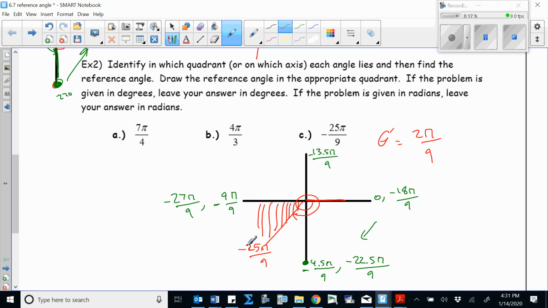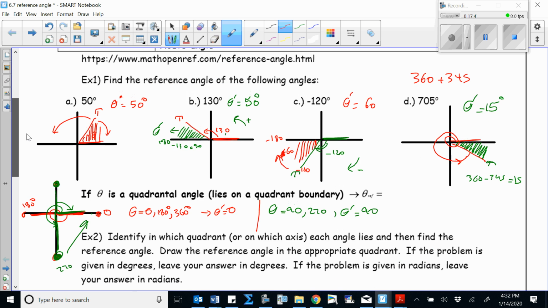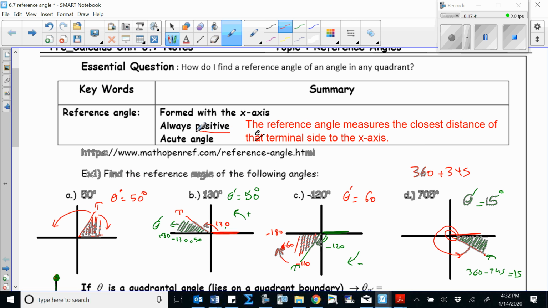Notice that I didn't take the negative. I just ignored the negatives. I just subtracted 27 minus 25, and that is 2 pi over 9. So this is my reference angle, because we said that the reference angle is always a positive value.